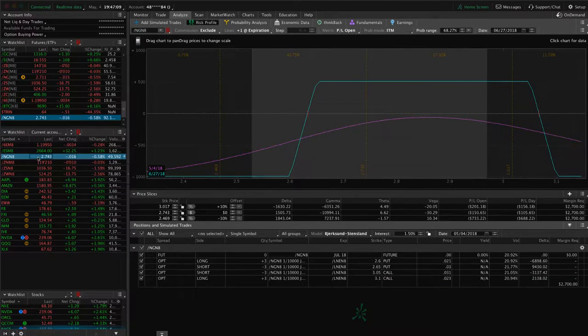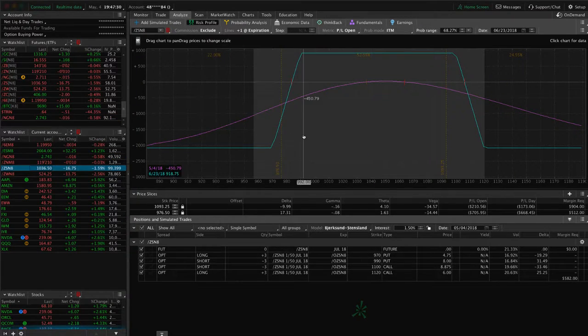Natty Gas, we've got an iron condor on here. You can see it shows we're down 150 on the trade, but remember on some of these commodities, the options on futures, if the market's closed, this profit line is going to be a bit skewed. So it's actually going to be a little bit higher than that when the market opens back up.